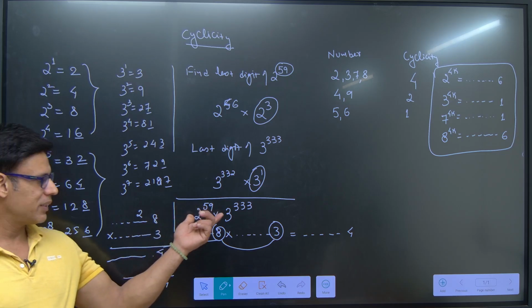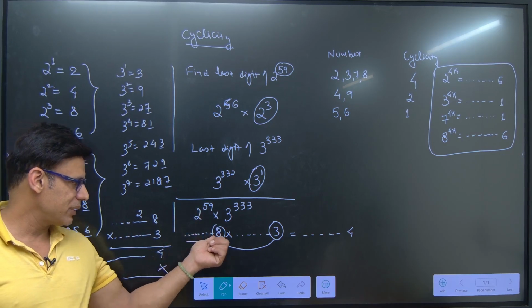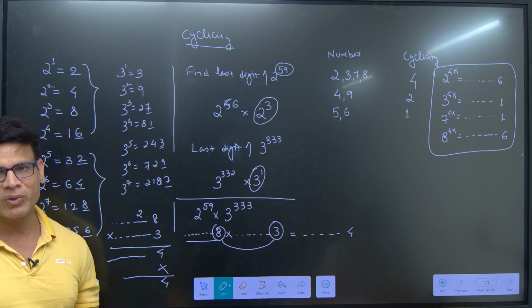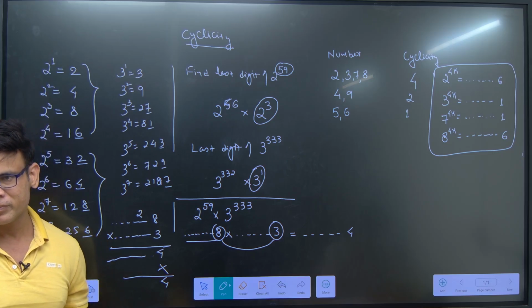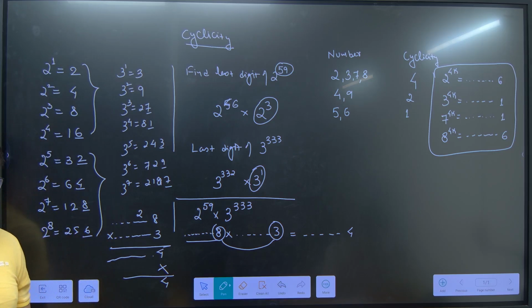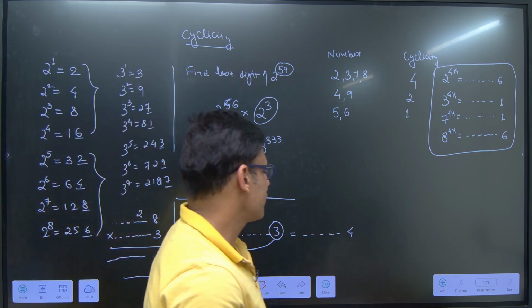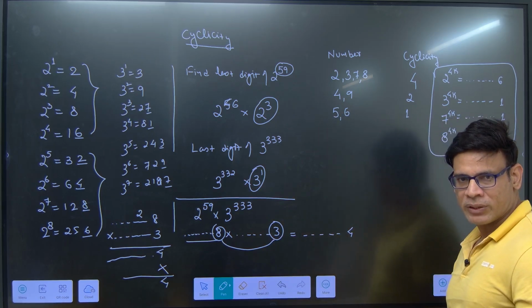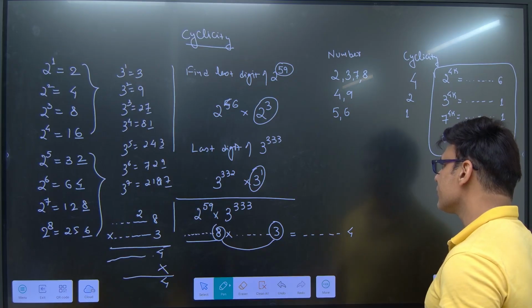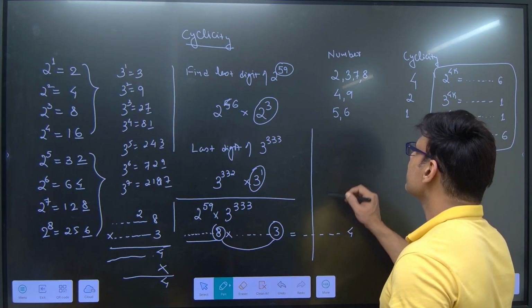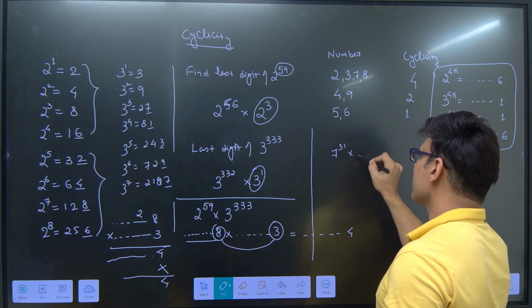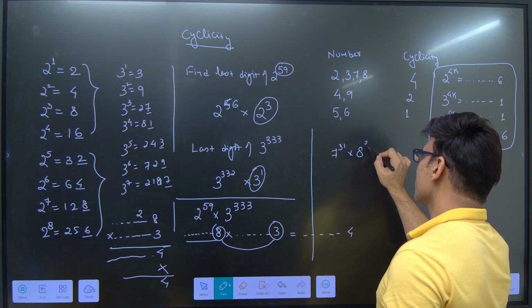Find last digit of this, find out last digit of this 8, find out last digit of this 3, multiply it, 8 3s are 24, so last digit will be 4. Now find out the last digit of, let's say, 7 raised to the power 31 into 8 raised to the power 35.